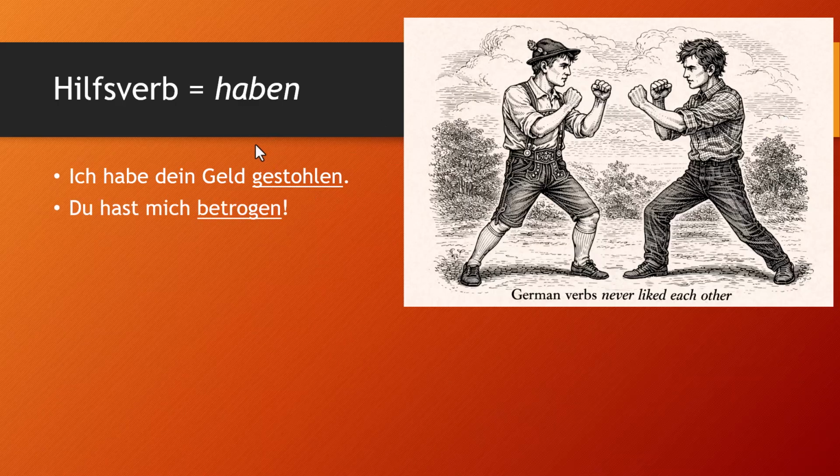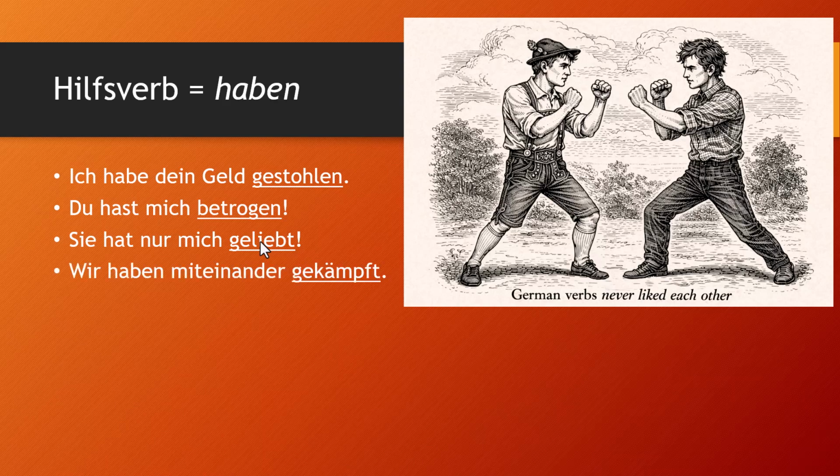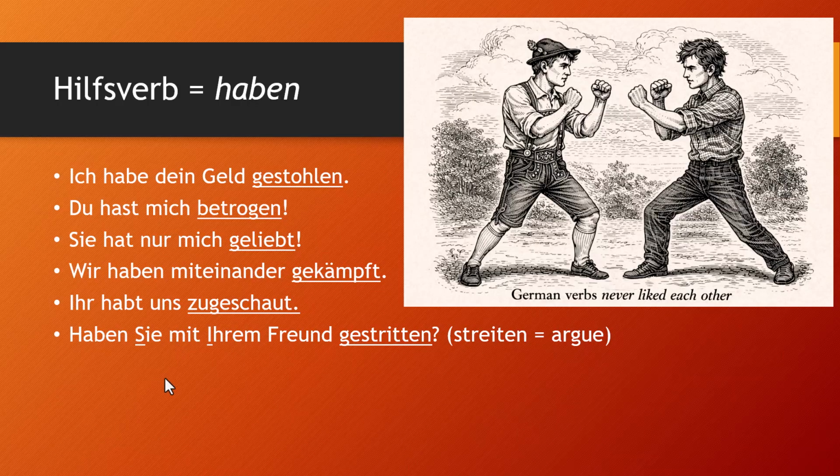Du hast mich betrogen, right? You have me betrayed. Sie hat nur mich geliebt. She only loved me. Again, haben in the second spot, the verb at the very end. Wir haben miteinander gekämpft. We have with each other fought, or we fought each other. Verb all the way at the end, V2 for the ox. Ihr habt uns zugeschaut. You all watched us, right? And this is a separable prefix verb, so zugeschaut. You watched us, or looked on, or something like that would be a good translation.